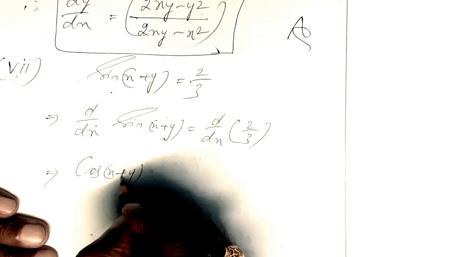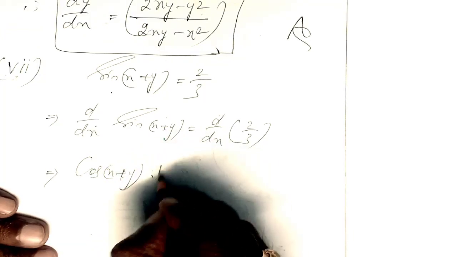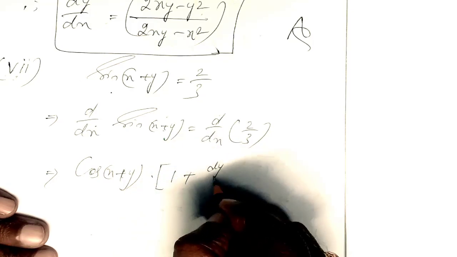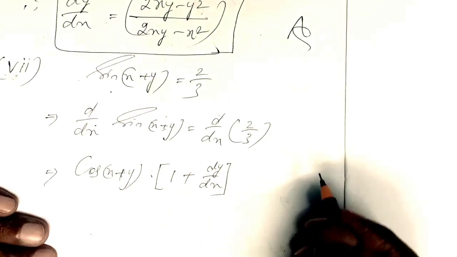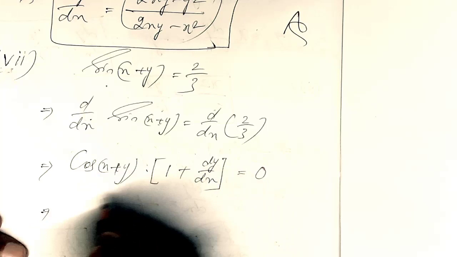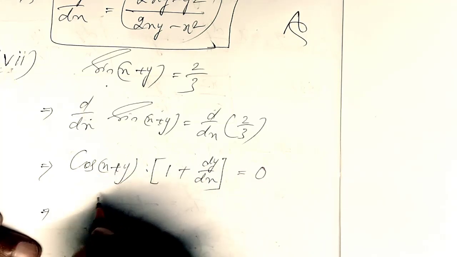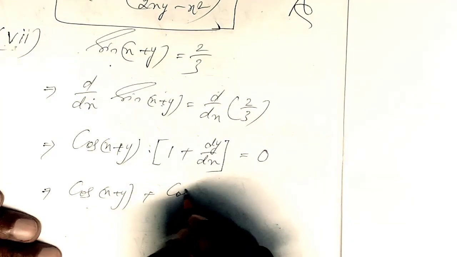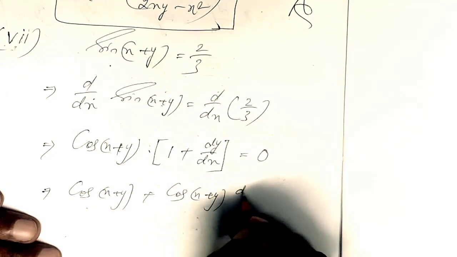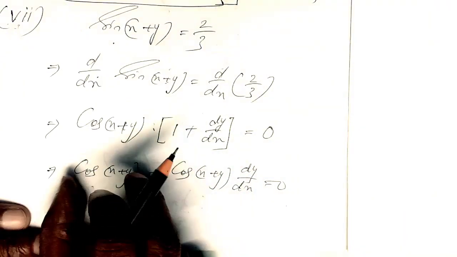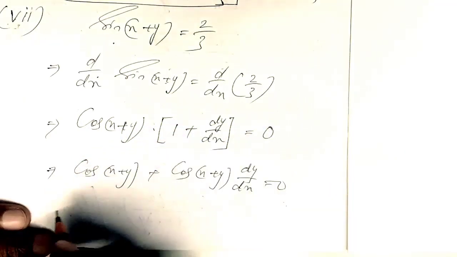Again, the derivative of x plus y. What will this be? The derivative of x is how much? 1. The derivative of y is dy by dx, applying the chain rule. And what is the derivative of any constant number? That is 0. Now open the bracket and this will be cos of x plus y plus cos of x plus y into dy by dx equal to 0. This part you have to take to the right hand side. Then after that, what is the result?